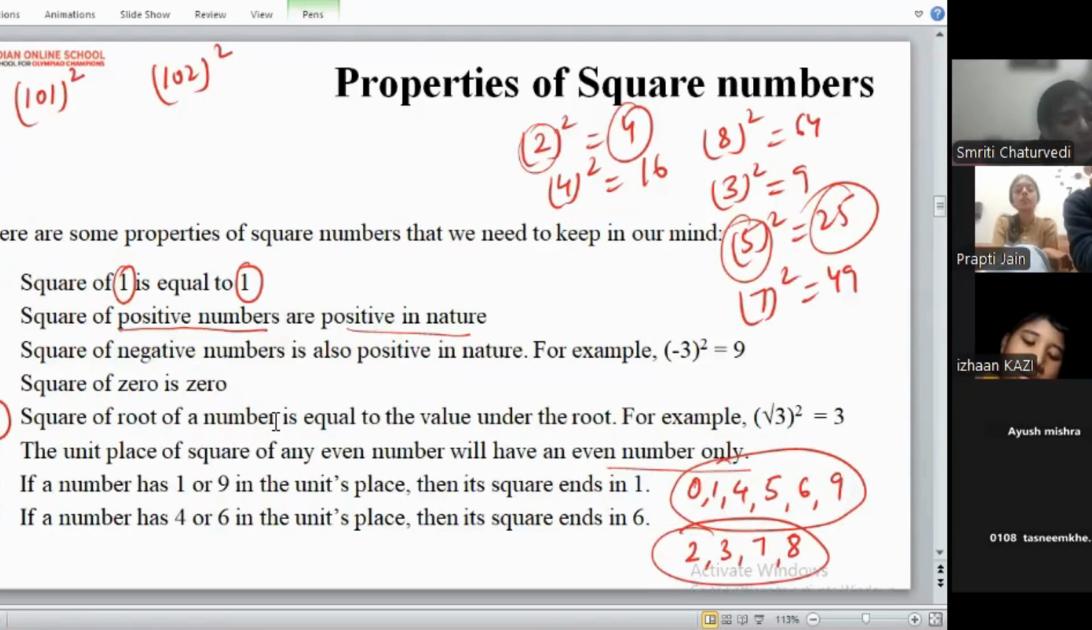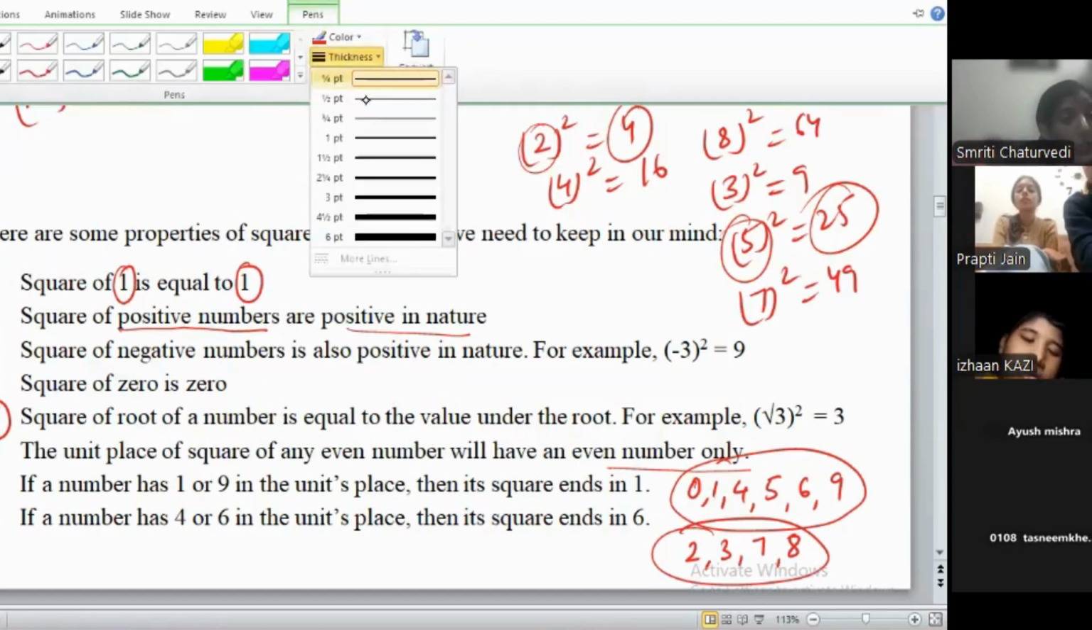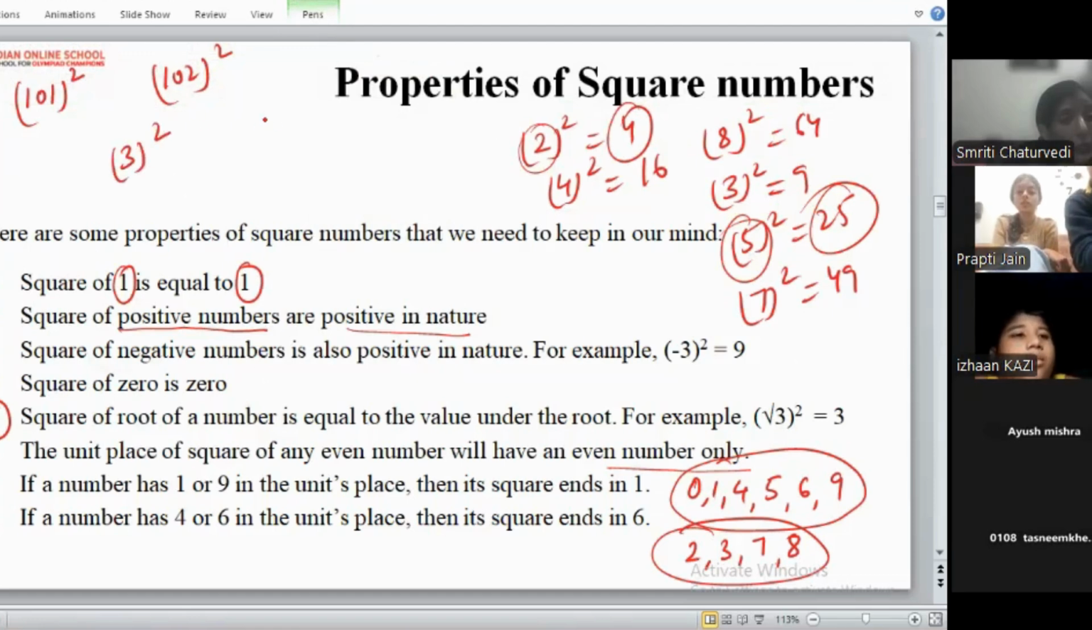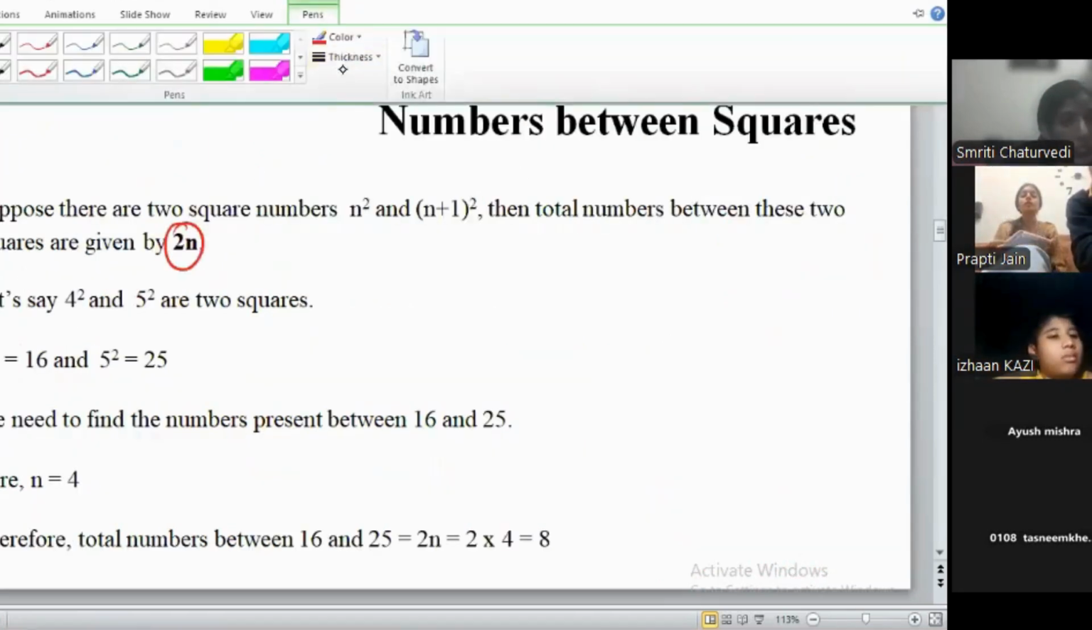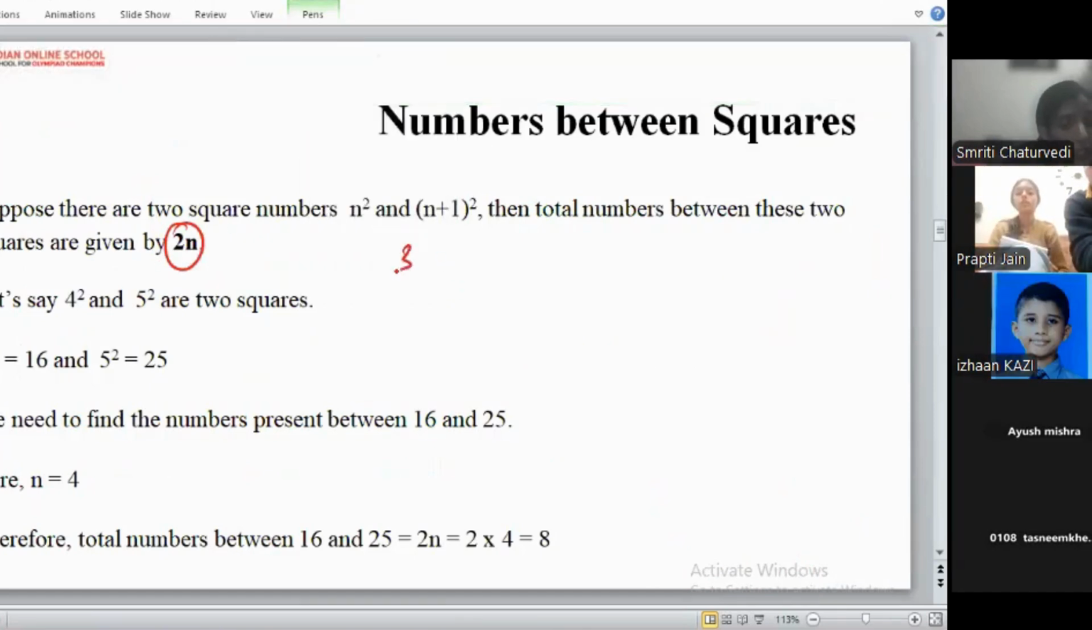By counting on your fingers, tell me how many numbers lie between the square of 3 and the square of 4. Ma'am, 7. Between 9 and 16, how many numbers are there? Ma'am, 6. Correct. Now how do we do it with this formula? The smaller number is 3, and 2 times 3 is 6. Same answer, but I'm getting it very quickly.